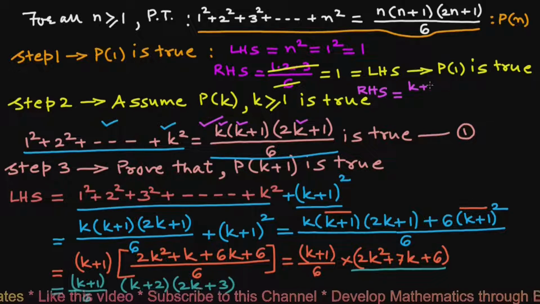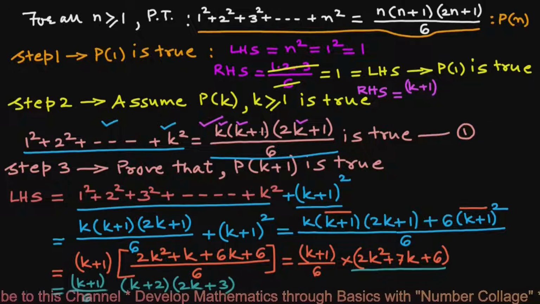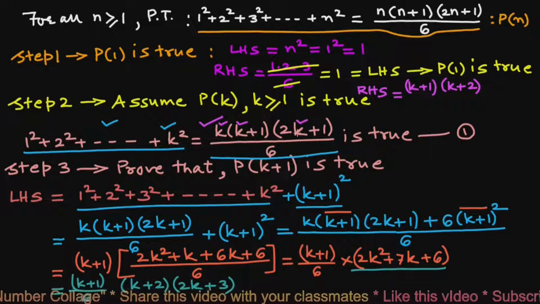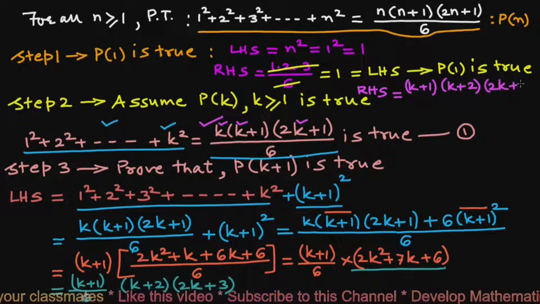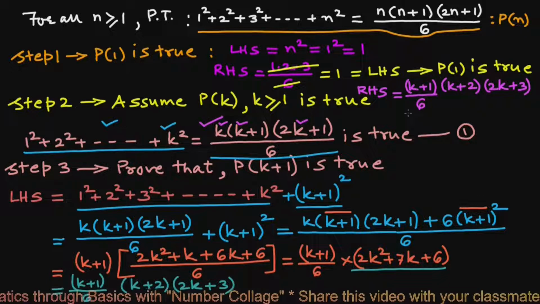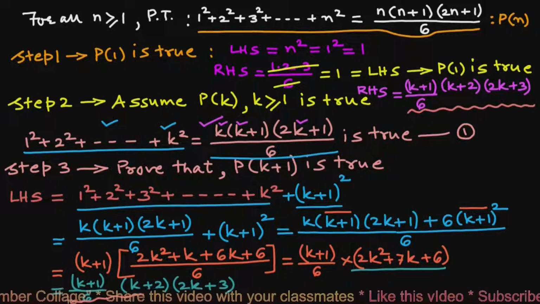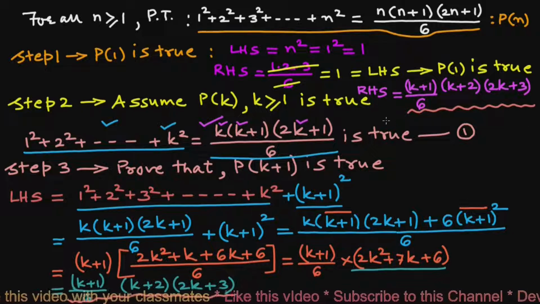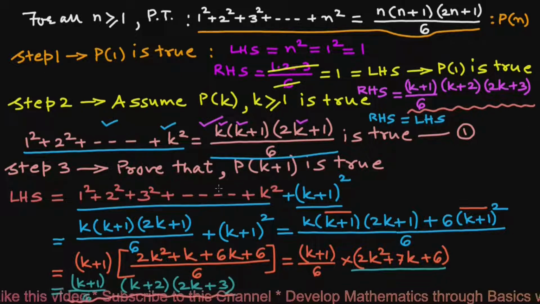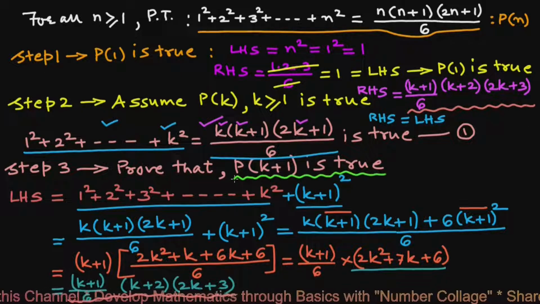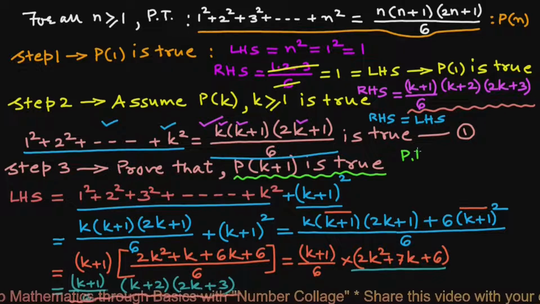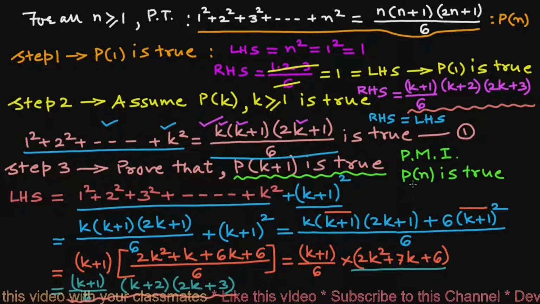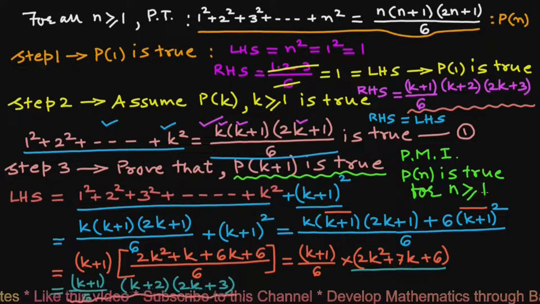Now in this RHS we will put k plus 1 in place of k here and write RHS equals k plus 1 into k plus 1 plus 1, that is k plus 2, and here 2 multiplied by k plus 1 will be 2k plus 3 upon 6. Now this is same as this LHS here, hence RHS equals LHS. That proves Pk plus 1 is true. So by principle of mathematical induction, we conclude that Pn is true for n greater than or equal to 1.